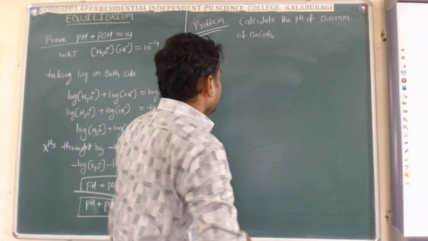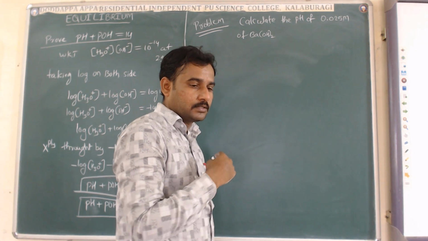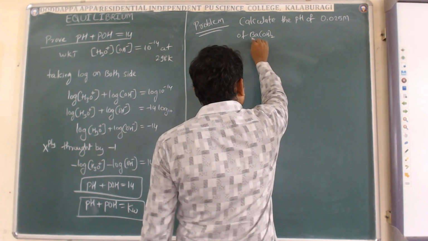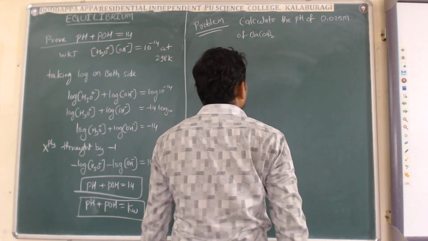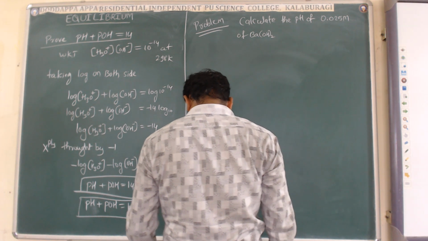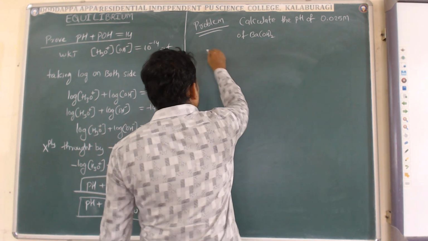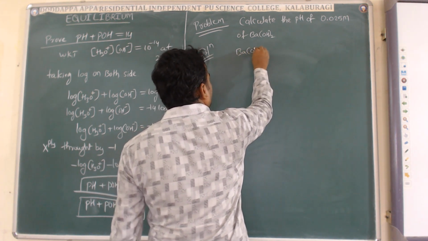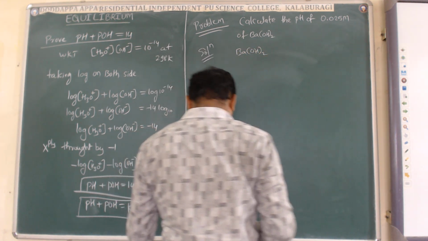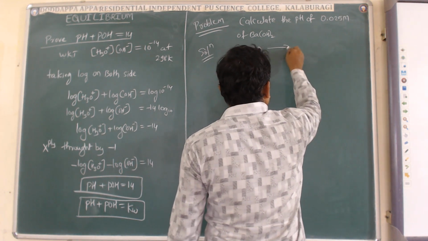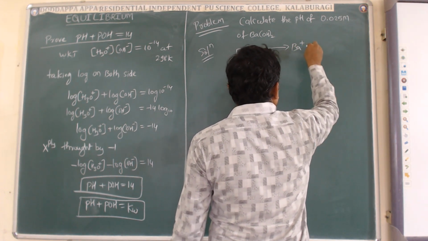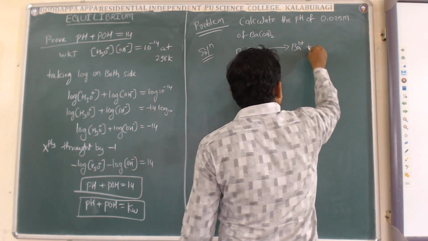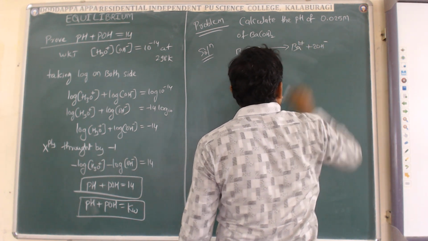So how to calculate here? You can use the pH expression. But before that, first you have to write down the dissociation. How is it undergoing dissociation? The barium hydroxide solution, Ba(OH)2, barium hydroxide, when it undergoes dissociation gives Ba2 plus and 2 OH minus ions here.